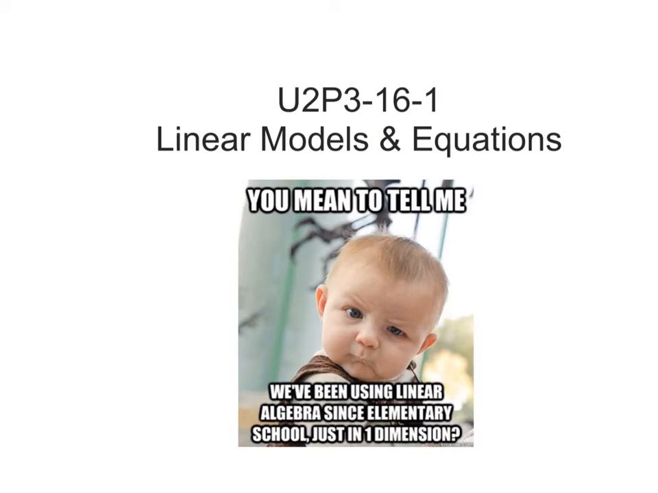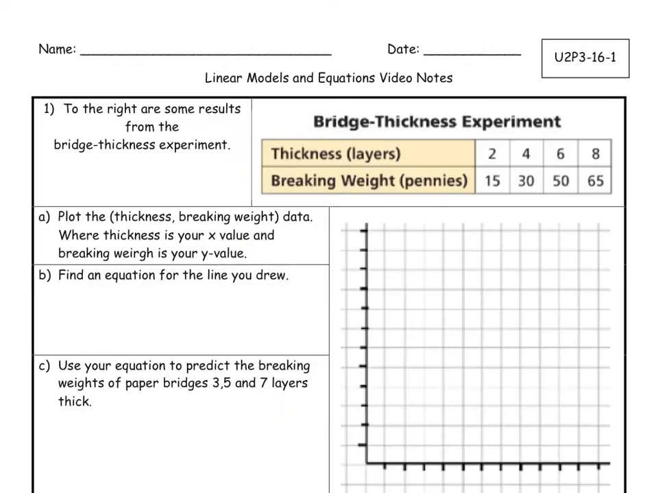Hi guys, tonight we're going to take a look at linear models and the equations of linear models. So we are going to look at this data right here on bridge thickness. To the right are some results from a bridge thickness experiment. We're going to plot the thickness and the breaking weight data, where thickness is your x value and the breaking weight, that should say weight, is your y value. And then we're going to find an equation for the line that you drew.